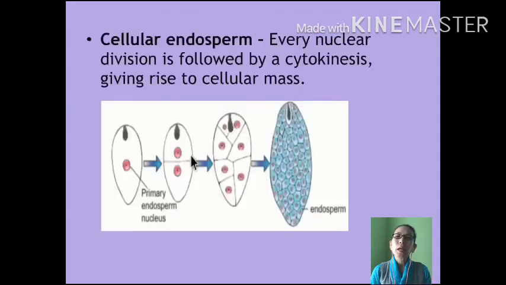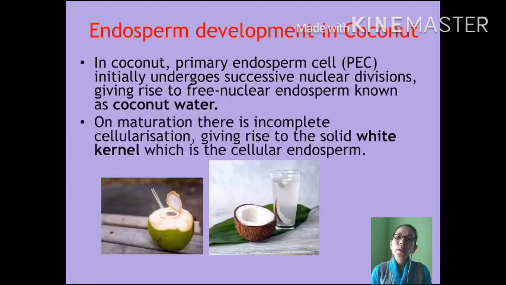The second type of endosperm formation is called cellular endosperm. In this endosperm, every nuclear division is followed by a cytokinesis, and thereby it gives rise to a cellular mass. Now, considering the development of endosperm in the coconut, the primary endosperm cell has two stages of endosperm development.